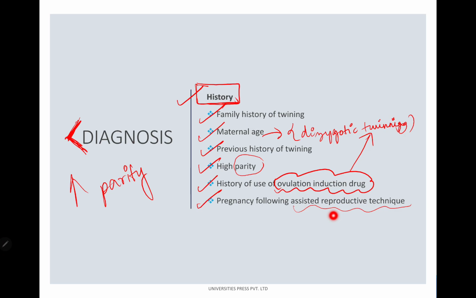So guys, how are you going to diagnose multiple pregnancy? You need to begin from the history. First, ask for the family history of twinning, and then maternal age, previous history of twinning, high parity, history of use of any ovulation induction drug, pregnancy following assisted reproductive technique.